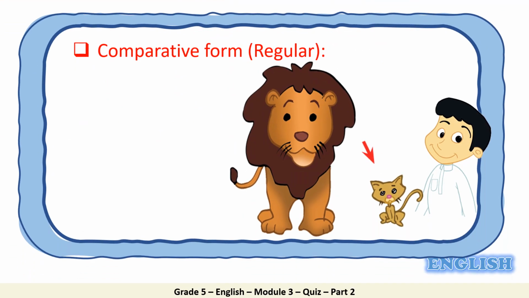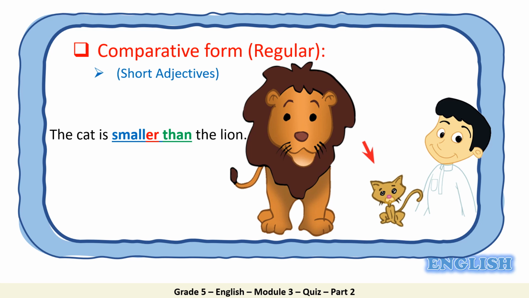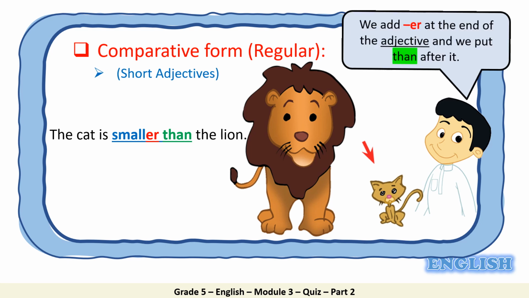So, how can we compare between 2 people or 2 things or 2 animals using one adjective only? Let's look at this structure. The cat is smaller than the lion. What do you notice? What happened to the adjective? Do you see any changes? Well, if the adjective is short, 6 letters or less, we add er at the end of the adjective and we put the word than after it.